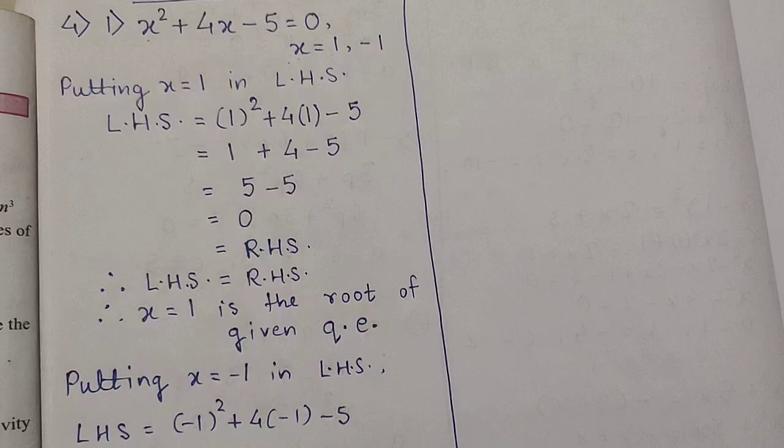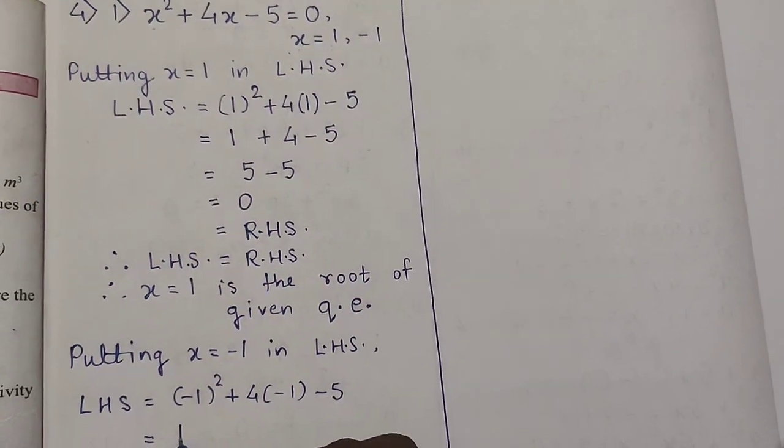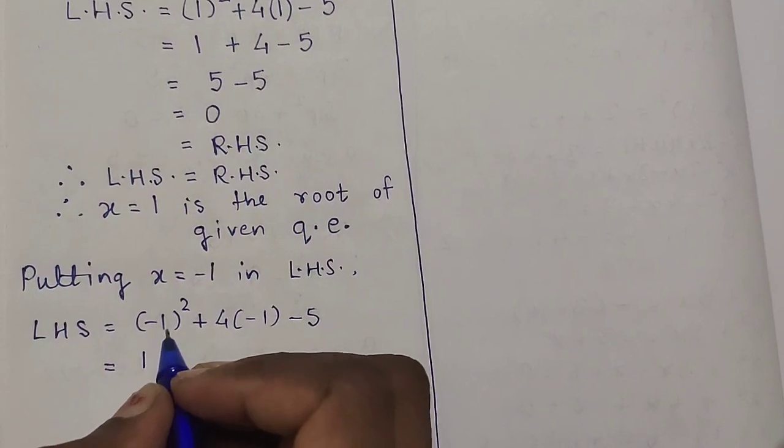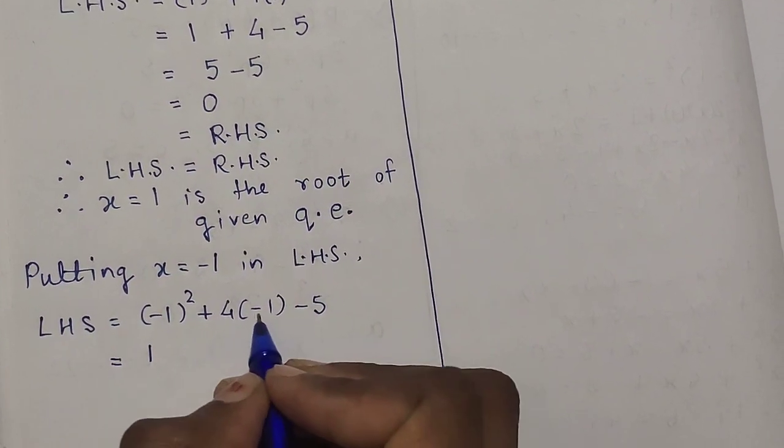Now what is the square of -1? It is 1. You know square is always positive. So -1 into -1 gives you 1. Now this is 4 into -1.